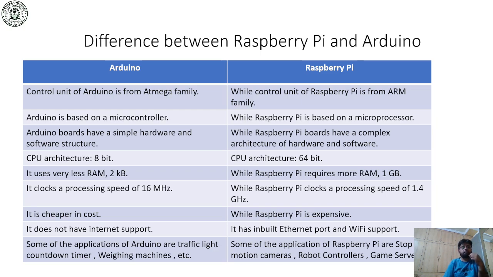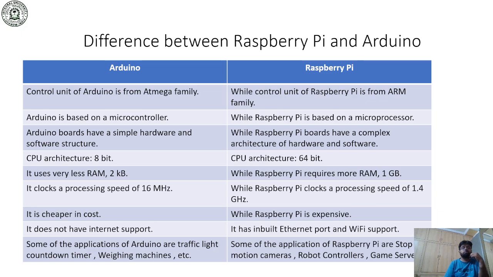If you talk about the RAM size, in Arduino the RAM size is about 2 kilobytes, and in Raspberry Pi it is 1 GB, and you can use up to 4 GB of RAM in Raspberry Pi. So here also you can see the huge difference, the advancement of Raspberry Pi over the Arduino. Processing clock speed is 16 megahertz in Arduino, but in Raspberry Pi it is 1.4 gigahertz.